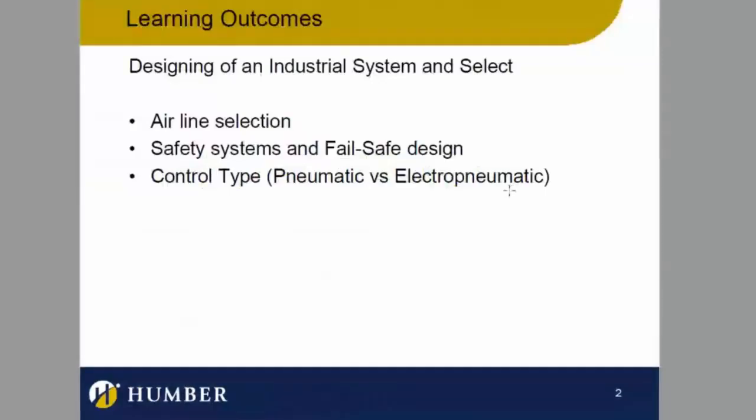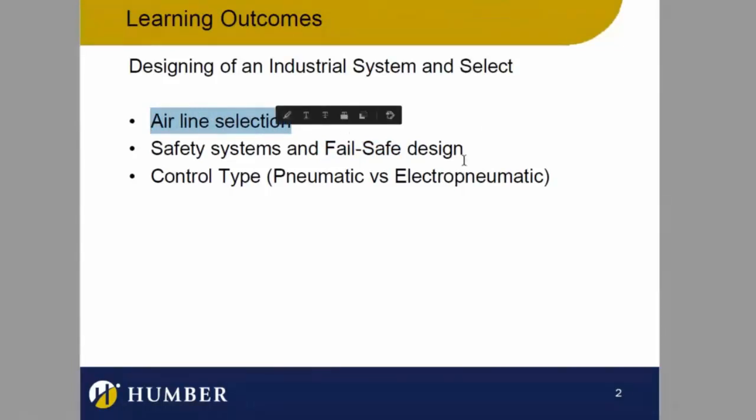So welcome to industrial design, and this is what we're going to do. We're going to talk about how to actually select the airlines, and we're going to talk about safety systems and fail-safe design, and control type pneumatics and electro-pneumatics. It's important that we talk about fail-safe. Fail-safe design we talked about for Lab 5. It's a concept I think you get, and I'm sure you've watched the video on that already. If you haven't, please get on that, because you need to understand what fail-safe design is so that you can finish off Lab 5.